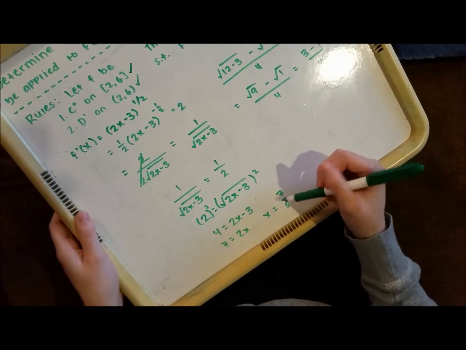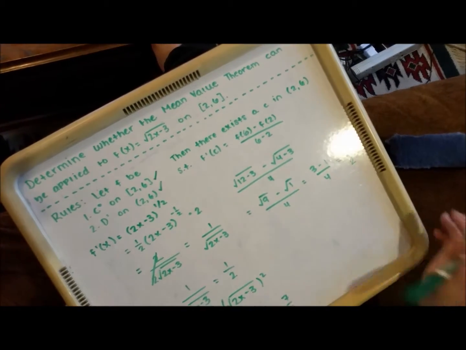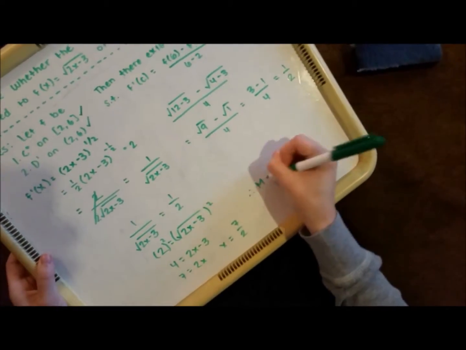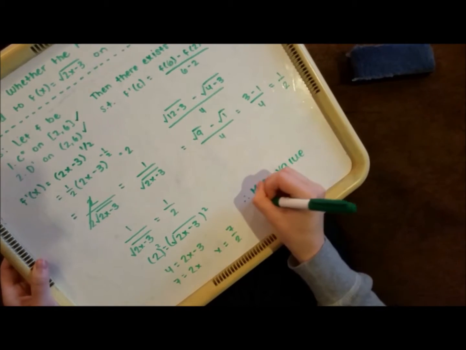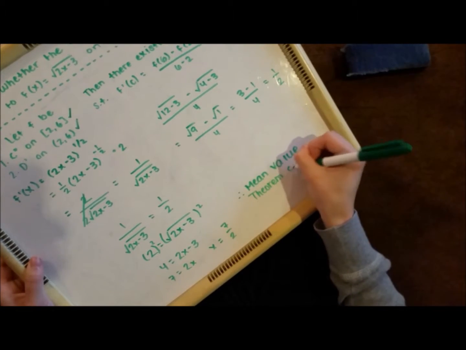7/2 is basically 3.5, which is on our interval [2, 6]. Therefore, the mean value theorem can be applied.